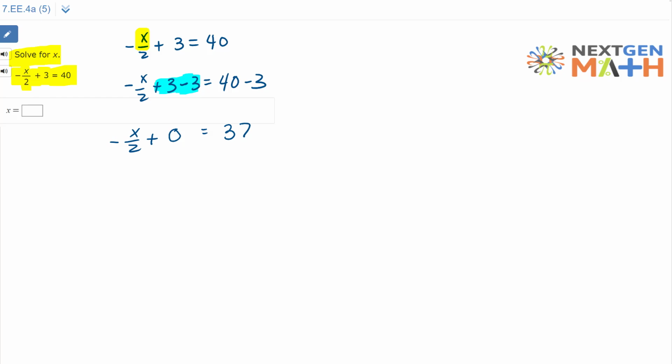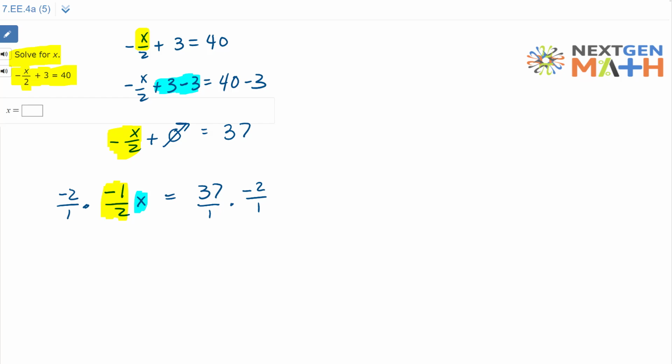So we're going to do a couple things here. Let's rewrite this part of the equation as negative 1/2 x equals 37. We don't need this 0 anymore. Now, again, we want just 1x, but we have this negative 1/2 x. Well, we can multiply each side by the reciprocal, negative 2 over 1. What you do to the left side, you also need to do to the right side.